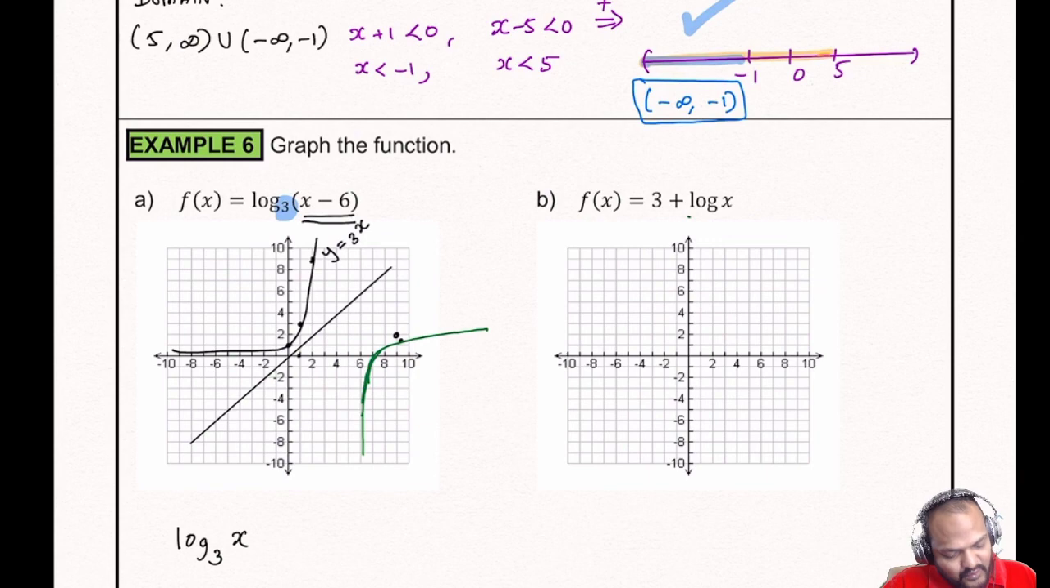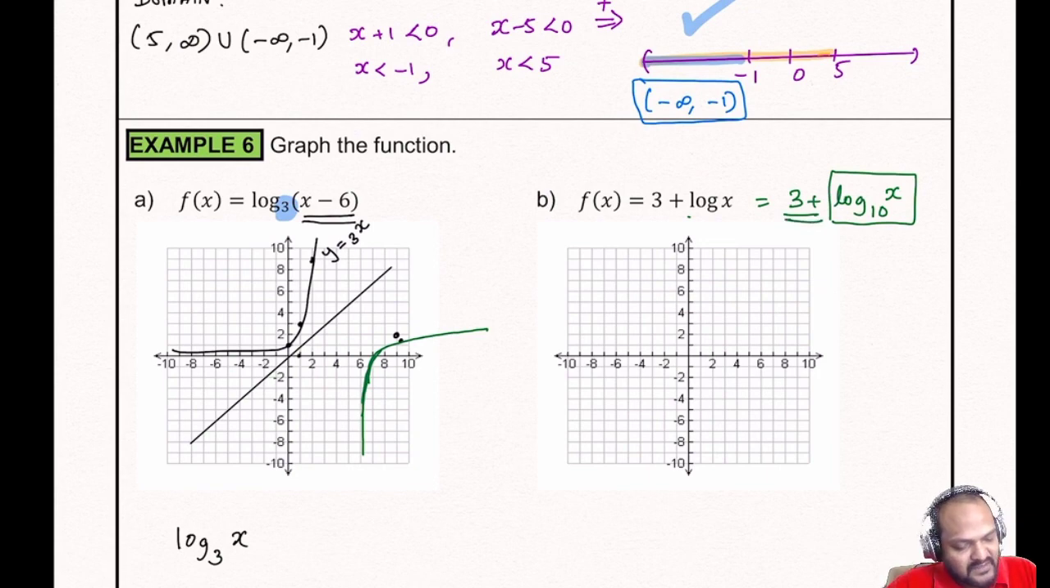Now we have the next one, which is 3 plus log x. You know that this is the same as saying 3 plus log x base 10, right? The way we can graph it is first we graph log base 10 of x, and then adding 3 means moving up by 3 units by the transformation. So let's graph the function 10 to the x first and then reflect it.